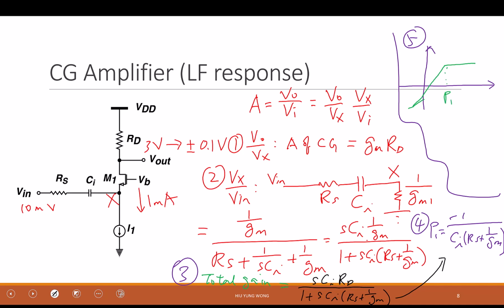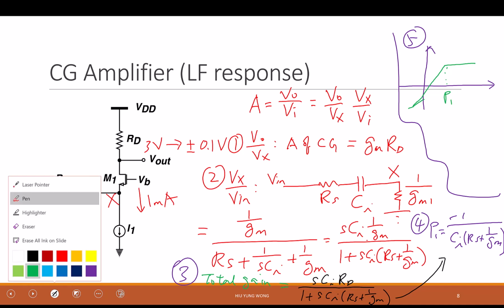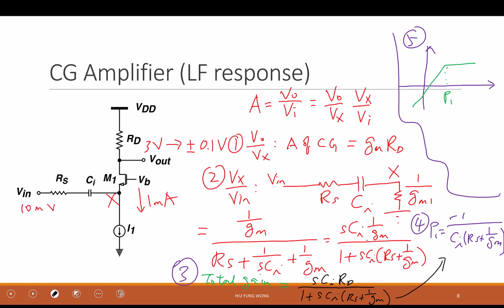Okay? So it's very similar to the other architecture, the common source, right? You always have something like this. Because when you are at DC, if your input is DC, you cannot go through CI. You cannot get any signal into this circuit. There's no amplification. Only when you are larger than the pole, which is about RSCI, that means that this is really a short circuit, right? And then you will get the signal into it. And then the gain will be close to GmRD. Okay?